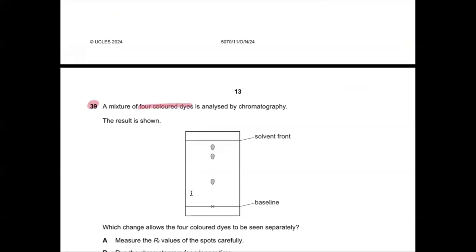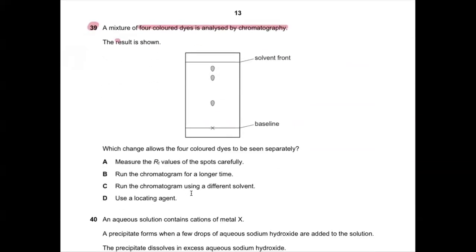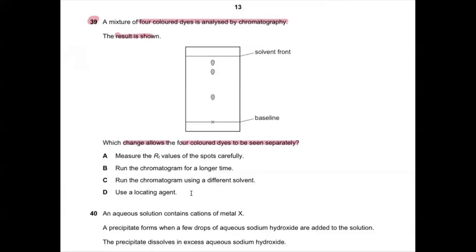Okay. Now MCQ number 39. A mixture of 4 colored dyes is analyzed by chromatography. The result is shown. We are getting 3 spots, not 4. Which change allows the 4 colored dyes to be seen separately? Measuring the Rf values of the spots carefully? No, it doesn't make any sense to give you the 4th one.